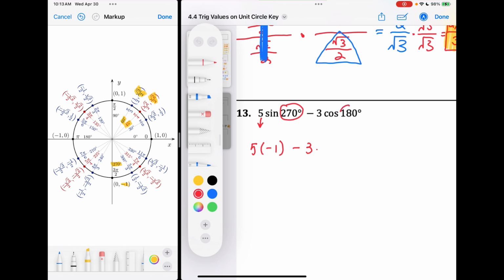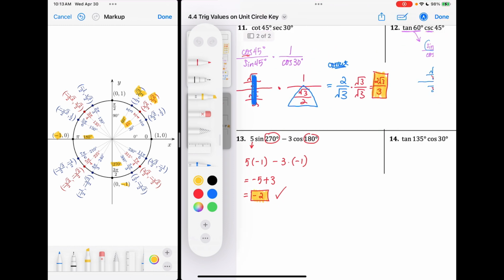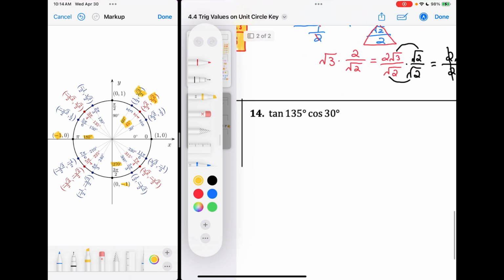Minus 3, just a number, leave me alone, times cosine of 180. 180, we're talking about cosine, so that will be the first number. So I'm going to times negative 1. So housekeeping, that will equal negative 5 plus 3, and my final answer will be negative 2. And yes, indeed, no calculator. Happily move on. All right, last one.